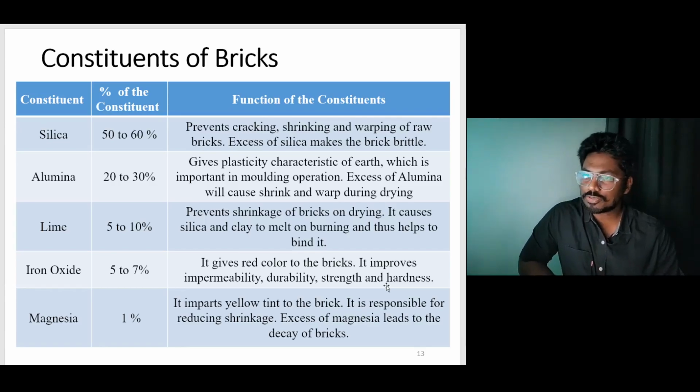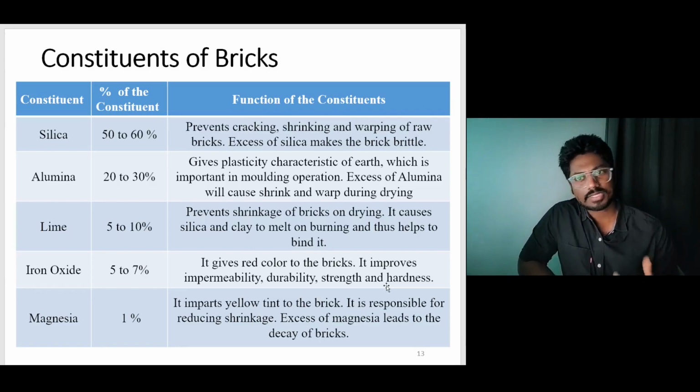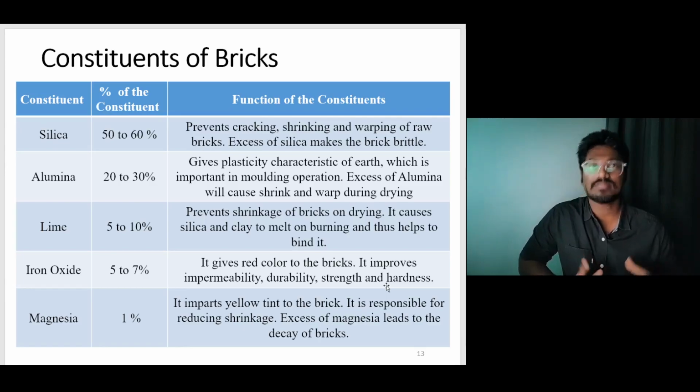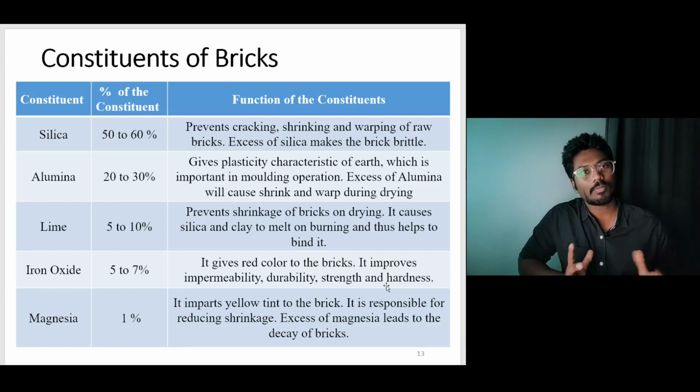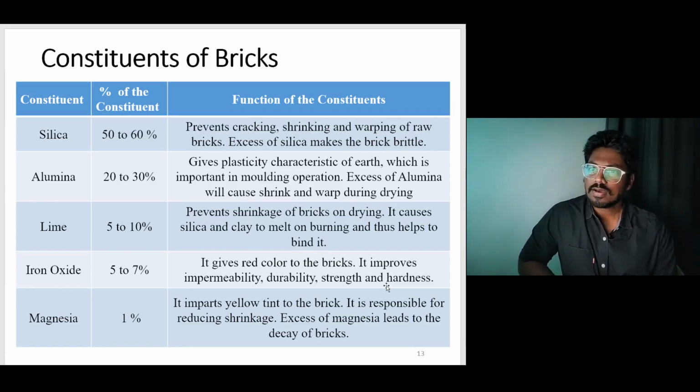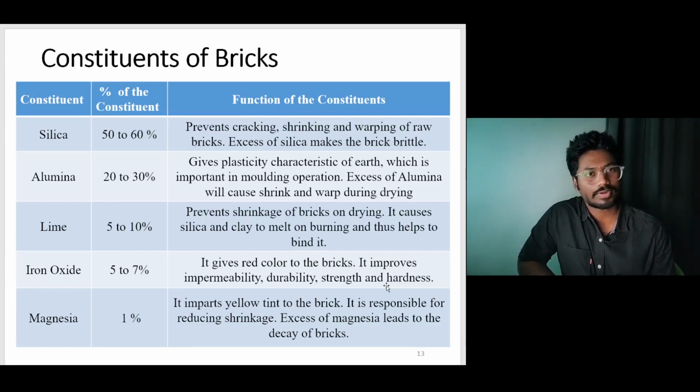Next, alumina, 20 to 30%, it gives the plasticity characteristic of the earth. It means that having more alumina, it will be much easier to mold the brick into the desired shape. Plasticity is all about moldability. If it's more plastic, the moldability is better. If the plasticity is quite less, the moldability might not be quite comfortable for the manufacturing process to happen. Excess of alumina will cause the brick to shrink and warp during drying. Just like silica, even alumina in excess will have its effects in terms of shrinking and warping.